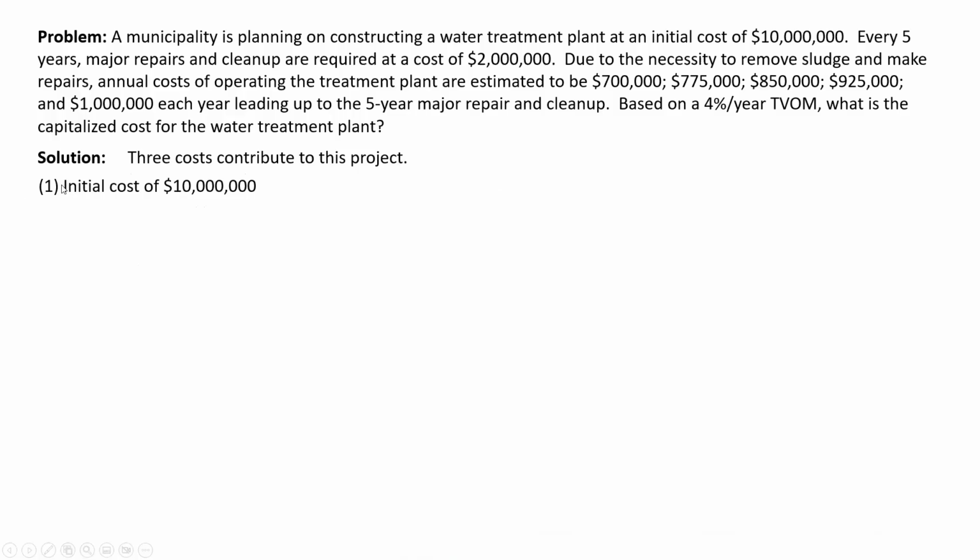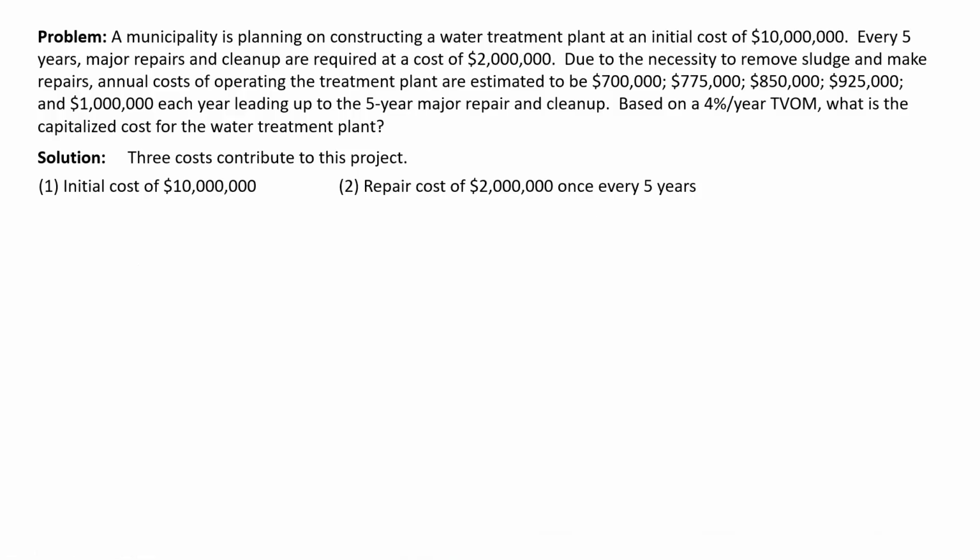So do we do anything with this initial cost? No, it's already a cost at t equals 0. So we don't need to do any manipulation with that. It's going to be added directly to whatever other costs there are. No manipulation required. However, the second one is a repair cost of $2 million once every 5 years.